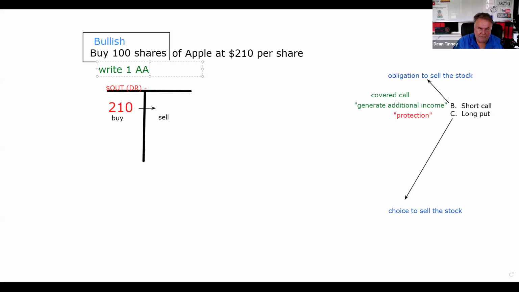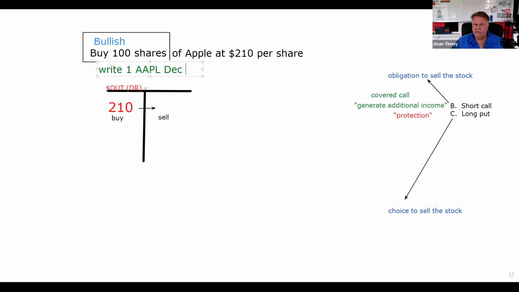So we're going to write one Apple. Now, remember, we can only write one contract, right? And we said we're going to go out to December because we're greedy. We can get more money. Can I clarify that you're writing only one contract because you bought only 100 shares? That's right. If I bought 1,000 shares of Apple, I could write 10 contracts. Got it. Yes. Okay. And then remember, there's no question about a ratio, right?